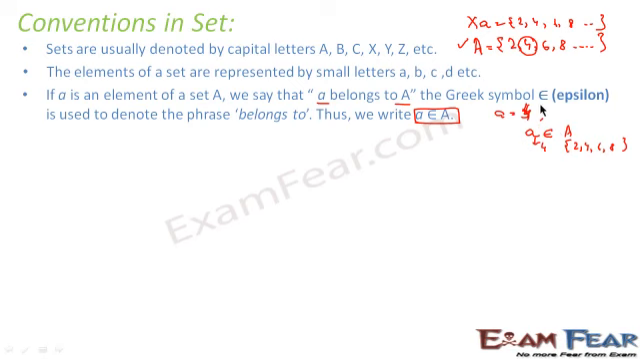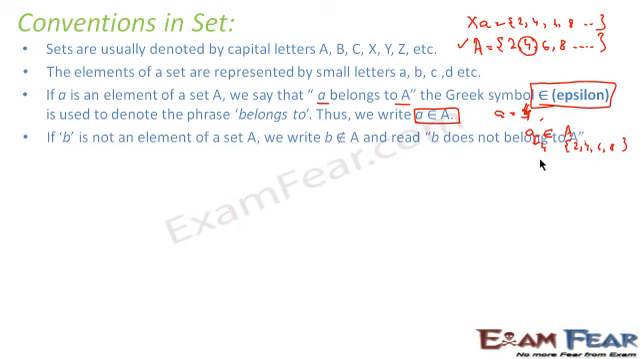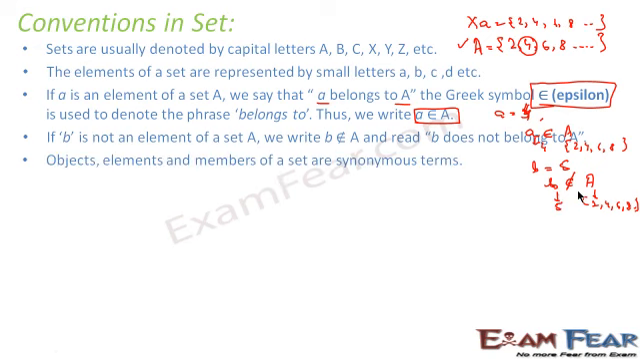Also, we have introduced a new symbol called epsilon. Please make a note of this symbol, epsilon. Epsilon means belongs to. It's a Greek symbol. So here we say a epsilon A. Similarly, let's suppose b is equal to 5. In this case, b is not a member of this set. So we'll say b epsilon not A, and A is capital. Here also you see A is equal to 2, 4, 6, 8. The whole set is A and b is nothing but 5. Since b is a member, we use a small letter, and since A is a set, we use a capital letter.